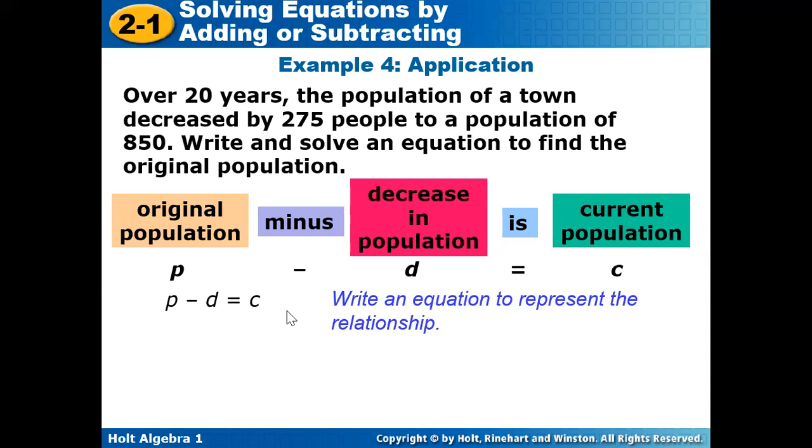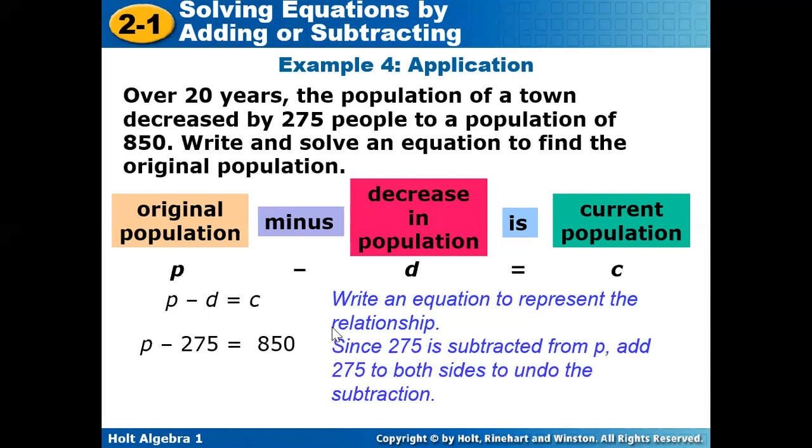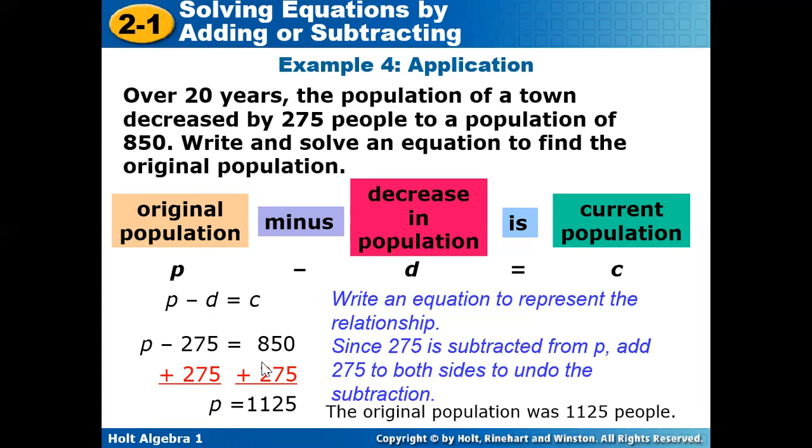And then we just plug in what we know, right? We do not know the original population. That's what we're looking for. We do know that the original population went down by 275 people. We subtracted it, and we know that gave us 850. So P minus 275 equals 850. And then we can solve this by opposite operation, and we find out that the original population was 1,125 people, right? One more example like that.